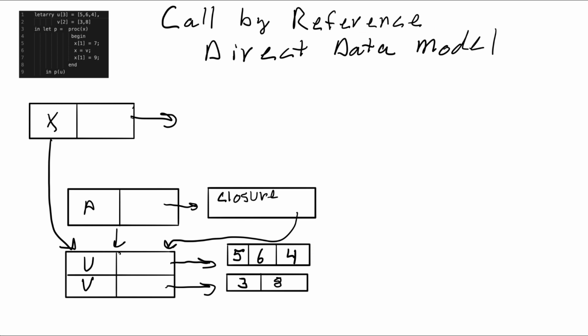Now let's see what this same code does if we're going to do call by reference and we have a direct data model. Call by reference means when we pass a variable into a function, the function receives a reference to the original one. So in this case, when we pass U for X, the X now becomes a reference to U. So it points to the same area that U points to. So now when we change X and make the first element 7, we change the U array.